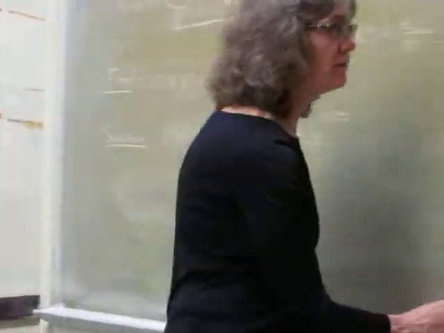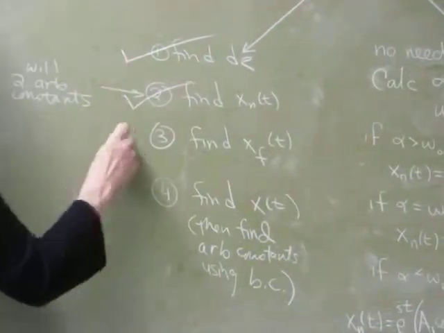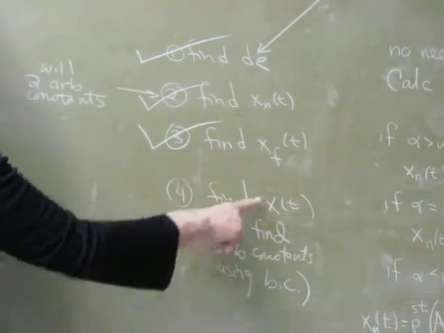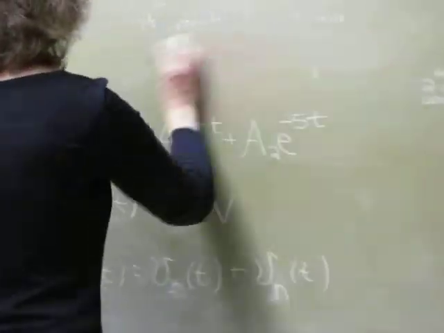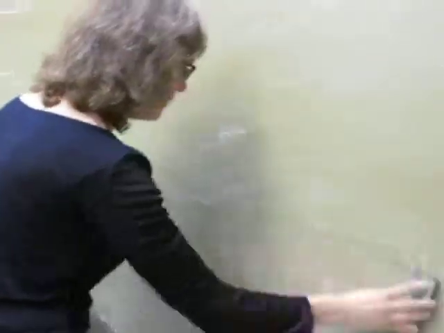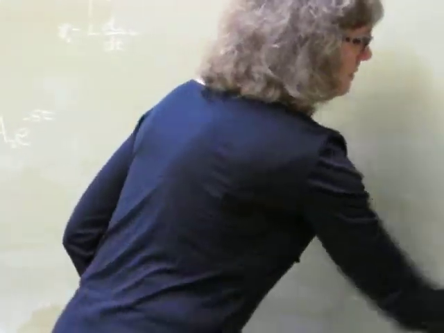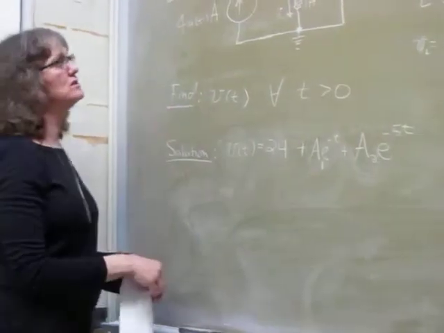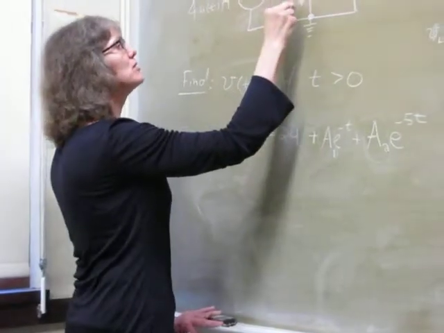So now is the time. Now is the time to find the arbitrary constants, because I found the natural part, I found the forced part, I've now got the complete solution, but it's got those arbitrary constants in it. So now I'm going to solve for those arbitrary constants. So I need some boundary conditions. Usually the boundary conditions are the initial conditions, but not always. Sometimes you might have some information about your circuit, like maybe at t equals 3 seconds, you happen to know what the voltage is. I actually didn't put all of the given information in this problem.